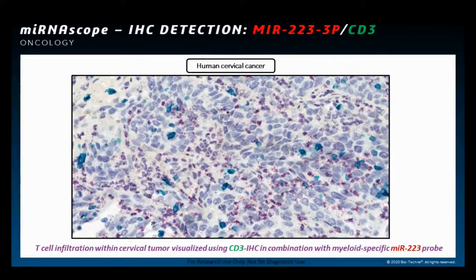Now here, miR223-3P is detected in red, and CD3 marker is staining in green, as I mentioned, T-cell marker. Now this, as I mentioned, miR223 is a myeloid-specific microRNA, whereas CD3 is a lymphoid marker. So as expected, we observe detection of these two targets are mutually exclusive, given that they're coming from two different lineages.